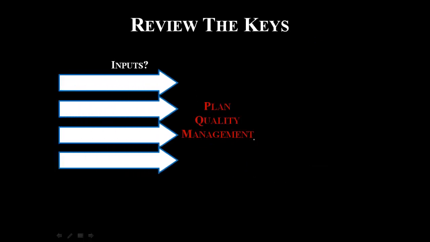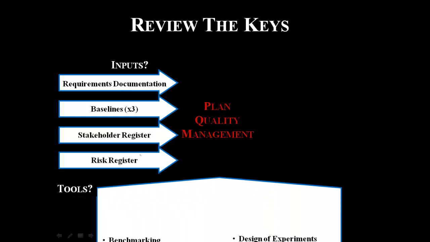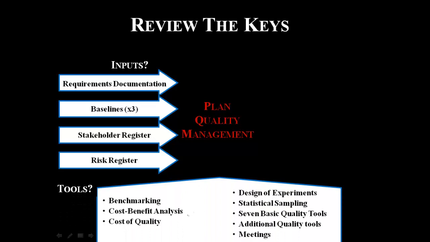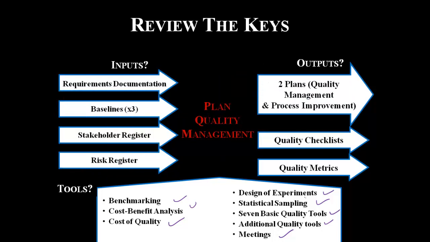So let's review the keys. What are the inputs which we discussed? We discussed the requirements documentation, the baseline, the plan quality management plan. Then we have the stakeholder register, risk register. We have the common ones, EEF and OPA. We did a lot of tools. We did benchmarking, cost benefit analysis, cost of quality, design of experiments, statistical sampling, the basic quality tools, some additional tools, and meetings. The outputs, we had the quality management plan and the process improvement plan. For the process improvement plan, we did the plan, do, check, act, the Deming cycle. Then we have checklists, metrics, and document updates.